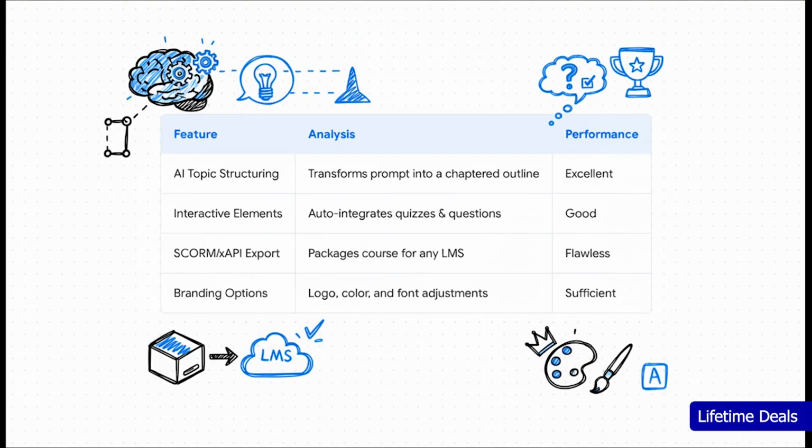So if we look at its core performance, the AI's ability to structure a topic is truly excellent. It just gets it right, creating a logical outline in seconds. It also automatically injects quizzes and knowledge checks, which is a massive time saver. And most importantly for professional use, that SCORM export is flawless. Now the branding options are pretty basic, but they're definitely enough to add your logo, match your brand colors, and just get the job done.